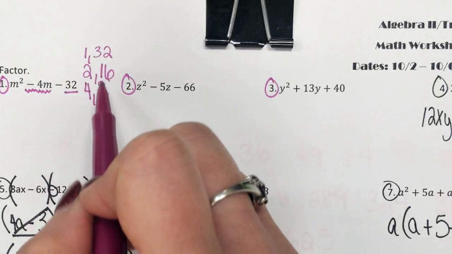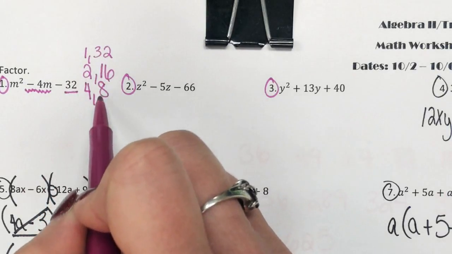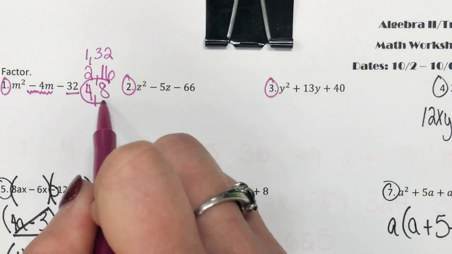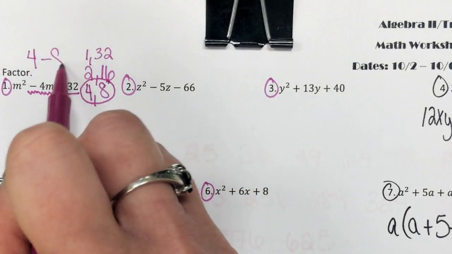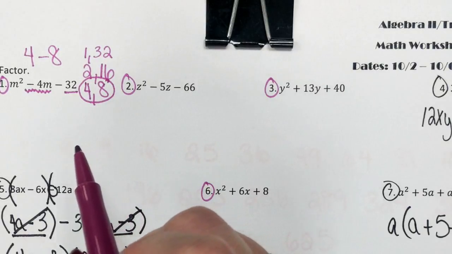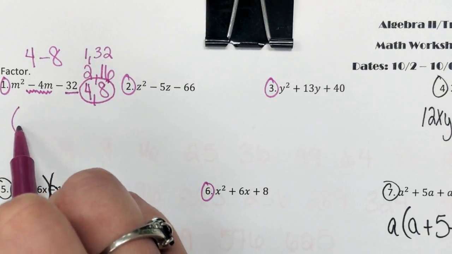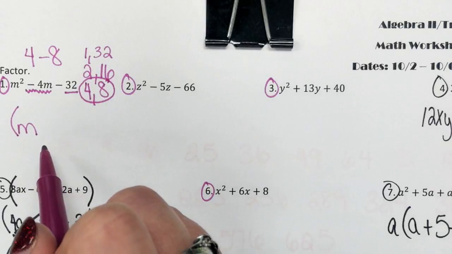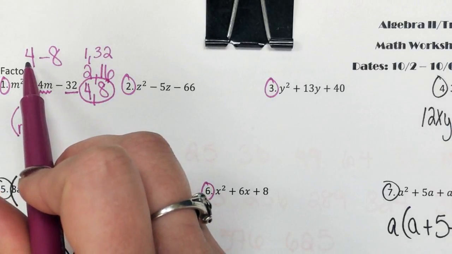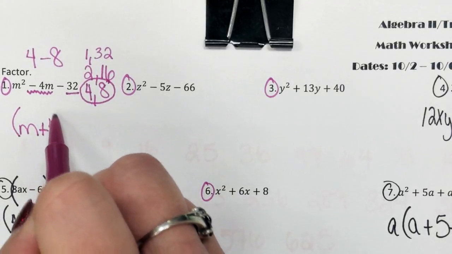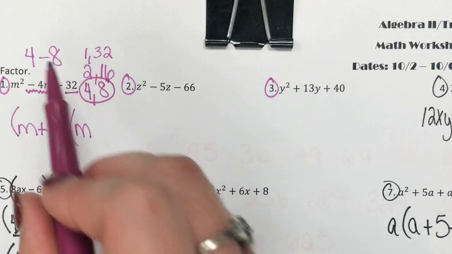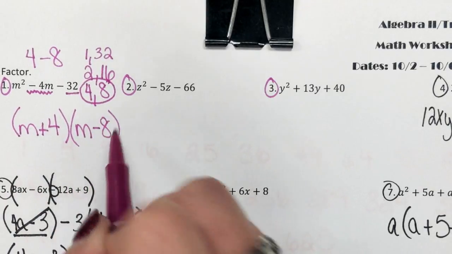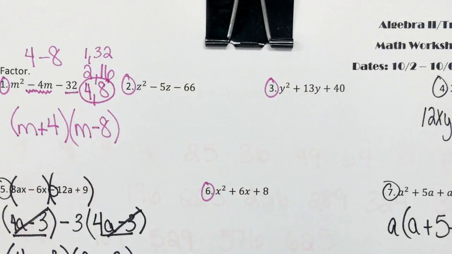Which one of these guys adds or subtracts to be negative 4? 4 and 8. How? 4 minus 8. Very good. All right, so we write that as, take your letter, M, and what kind of 4 is that? Positive. There you go. And then what kind of 8 is that? Negative. There you go.